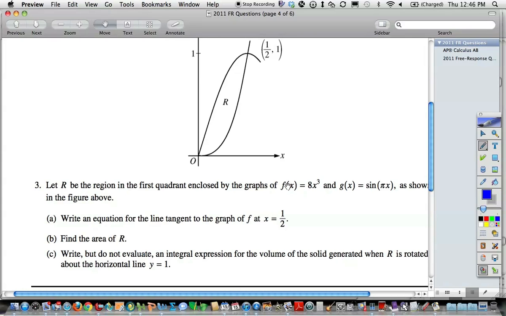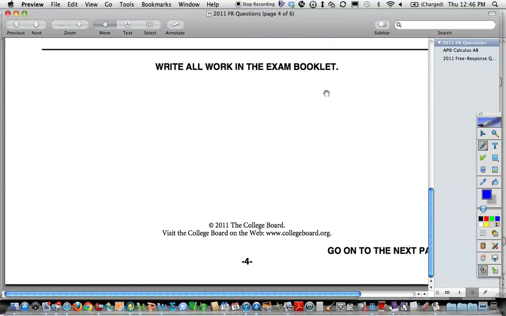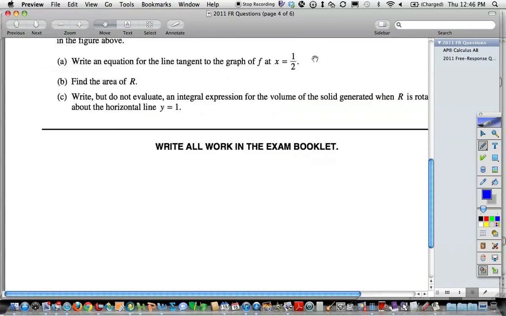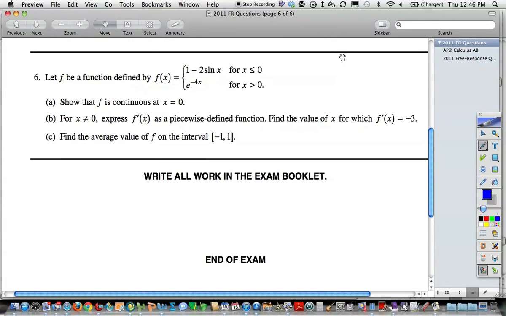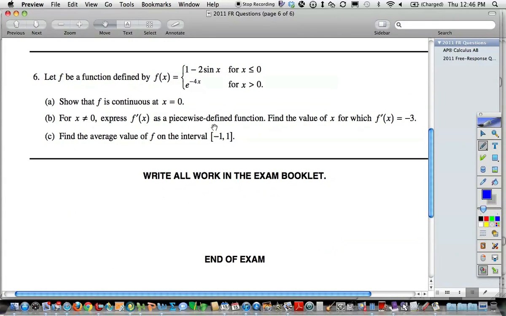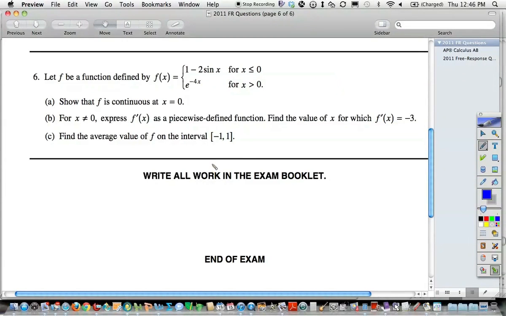All right. 4 we skipped. 5 we did yesterday. Let's go to number 6. Okay, we have a piecewise function, and we are supposed to, A, is f continuous? What do we do?